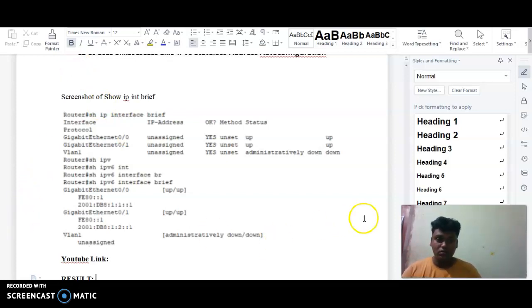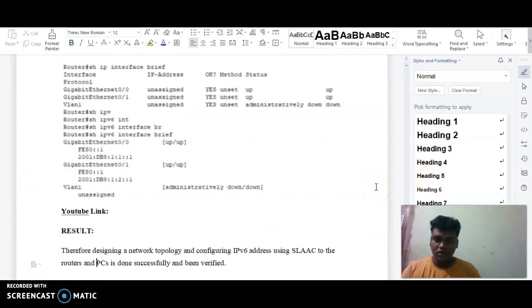Thank you. Now the result is: therefore, designing the network topology and configuring IPv6 addresses using SLAAC on the routers and PC is done successfully and verified. Thank you.